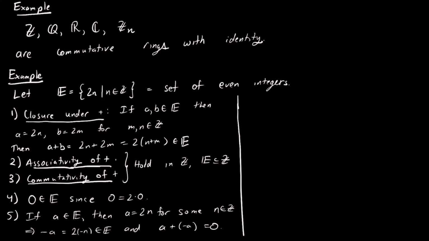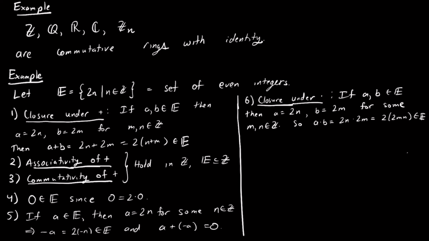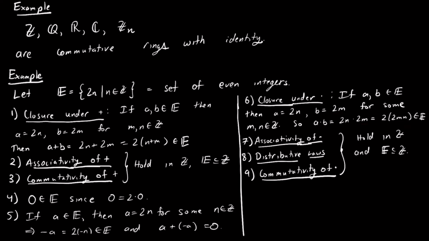Okay, let's check multiplication now. We have that E is closed under multiplication. If I take two even numbers and I multiply them, I get an even number. So let's try this. If a is 2n and b is 2m, then their product is 2n times 2m, which I can just write as 2 times 2mn. So I have 2 times an integer, so this is an element of E. So I have closure under multiplication. And I also have associativity of multiplication, the distributive laws, and commutativity of multiplication. Why? Well, they hold for all integers, so in particular they have to hold for the even integers. So I have these satisfied.